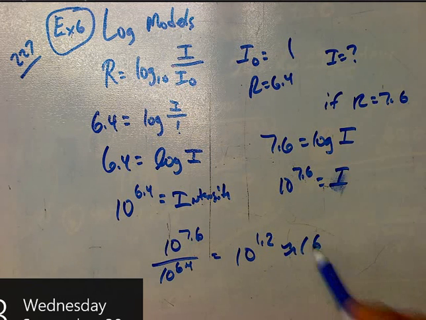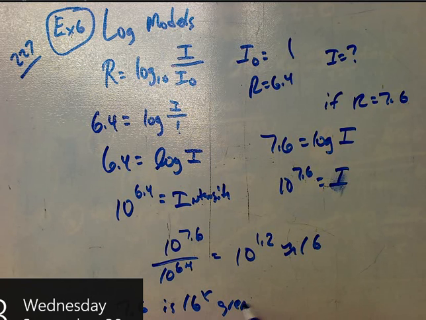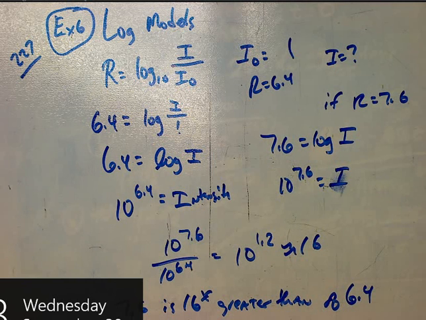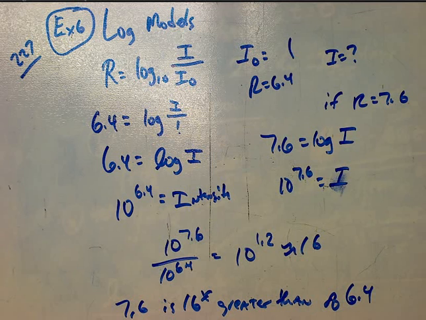So what we're saying is an earthquake of 7.6 is 16 times greater than an earthquake of 6.4. But again, you'll need to read the example in the book for it to make a whole lot of sense to you.